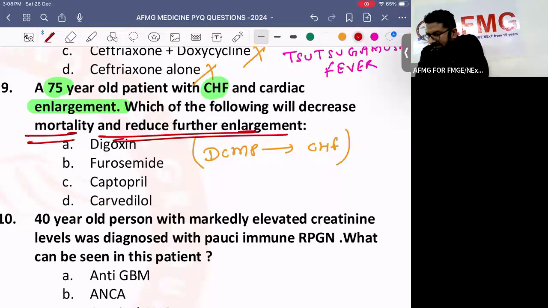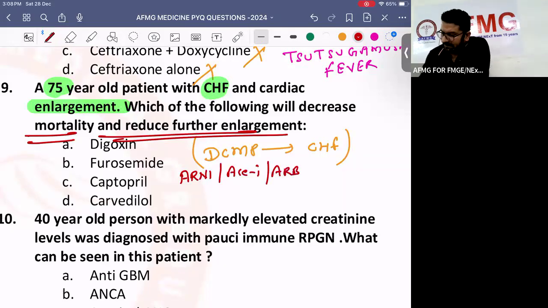Now understand? Now if you see this patient, I told you there are total 4 drugs which are having mortality benefit. So first is ARNI, then what we have? ACE inhibitor, ARBs, and beta blocker if patient is having MI. Clear? And last one which is having mortality benefit will be SGLT2 inhibitor. So these are the drugs which are having mortality benefit.